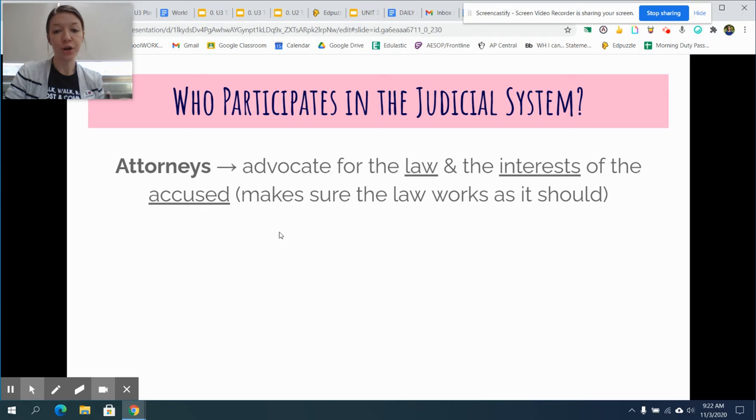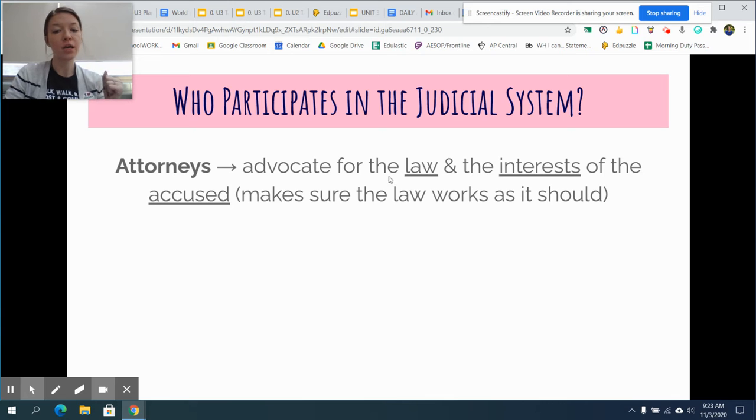And of course, we have attorneys in the judicial system as well. They're going to advocate for the law and the interest of the accused, right? As an accused person, you do have rights, right? We talked about amendments 4 through 8, right? You can't have cruel and unusual punishment. You must have equal treatment. You have the right to an attorney, for instance, right?